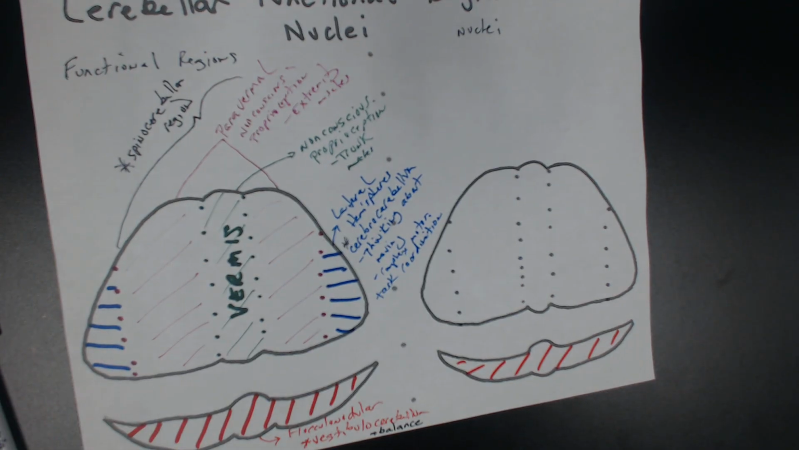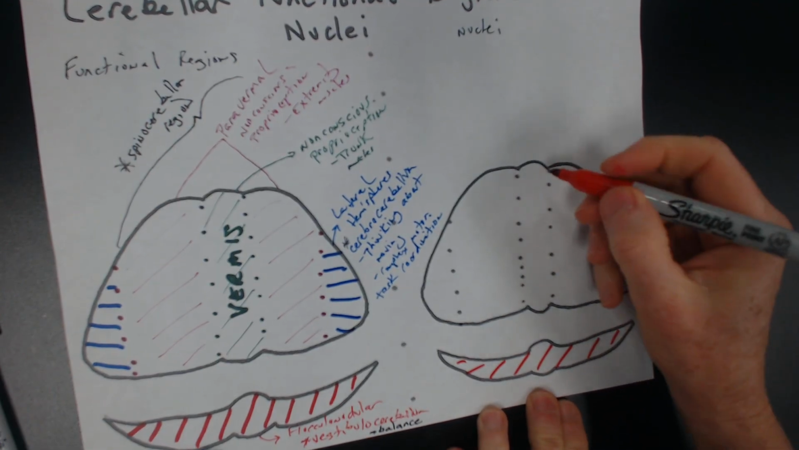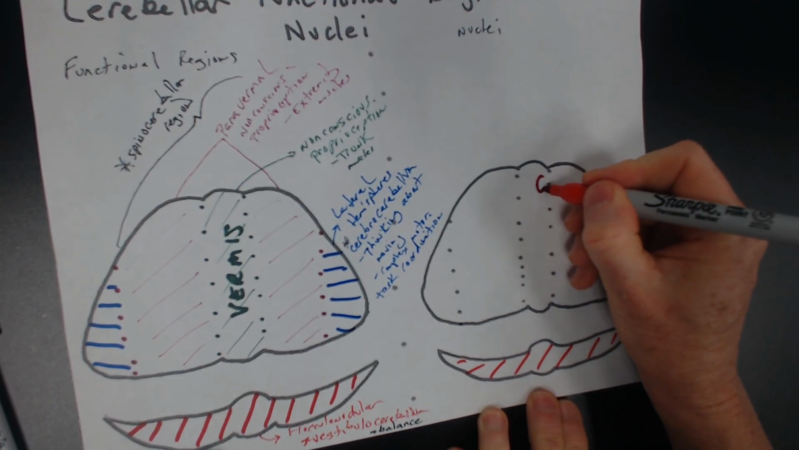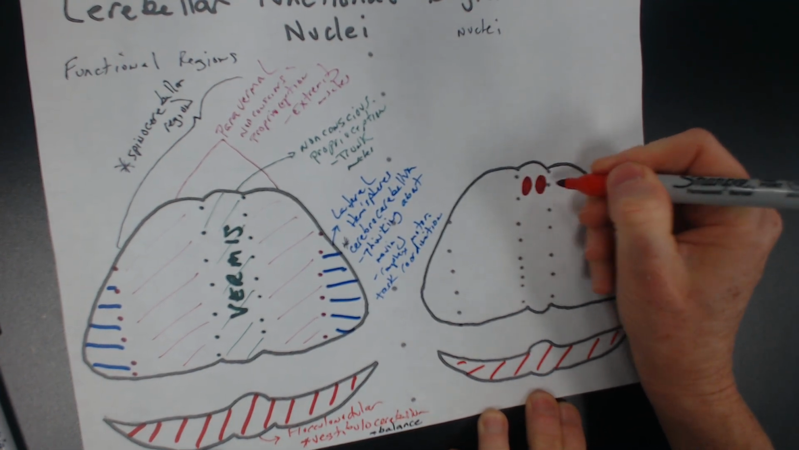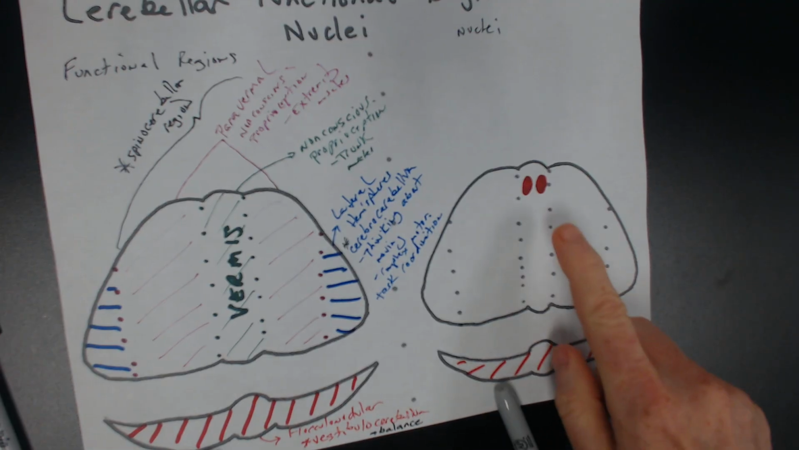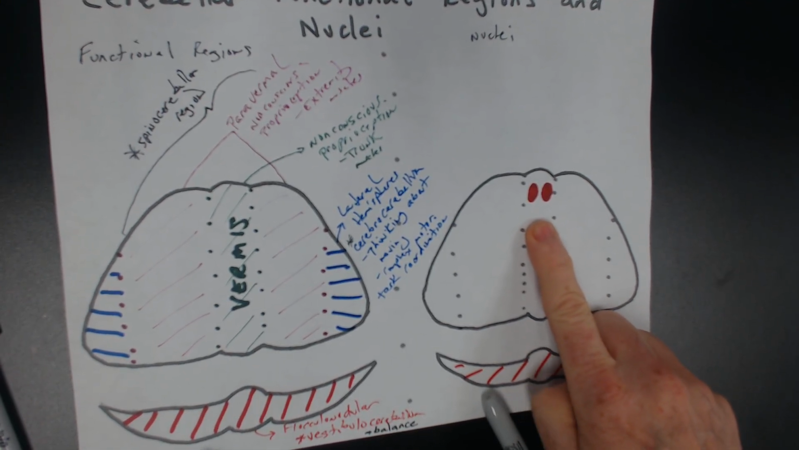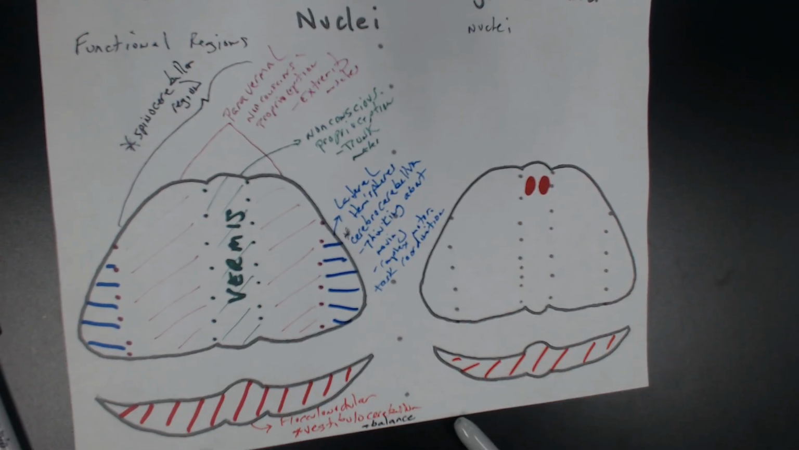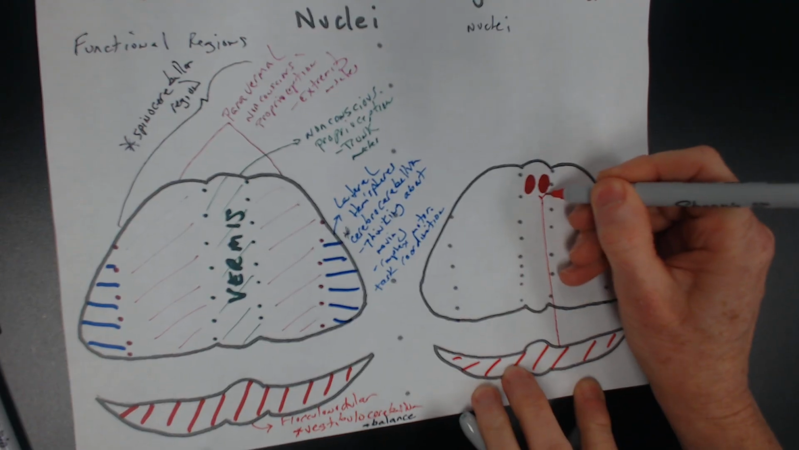Now, both the vermis and the flocculonodular lobe are associated with a nucleus known as the fastigial nucleus. All these nuclei are bilateral, so I'll represent that. The fastigial nucleus resides in the vermis. It is responsible for handling information coming to it from the vermis, and it also handles information coming to it from the flocculonodular lobe.